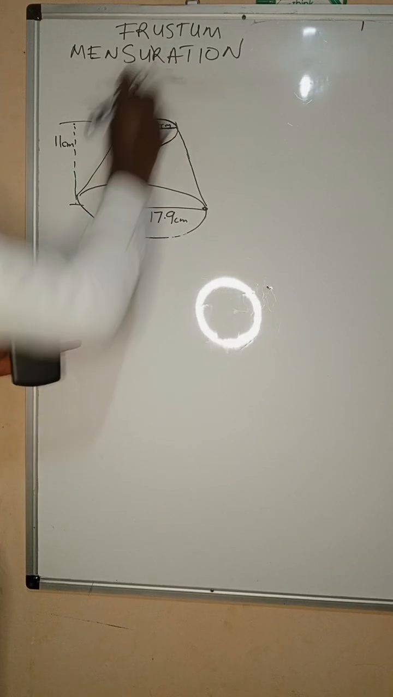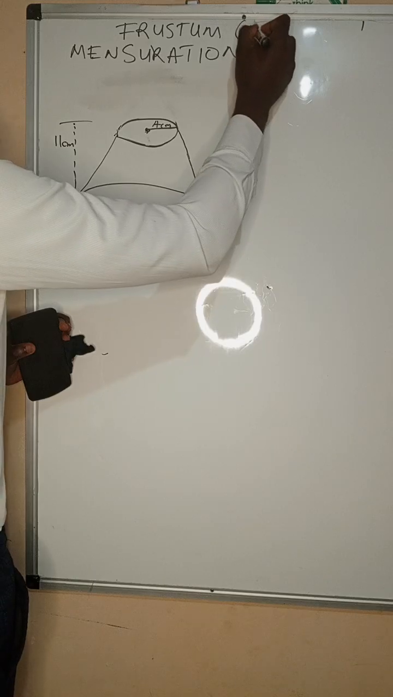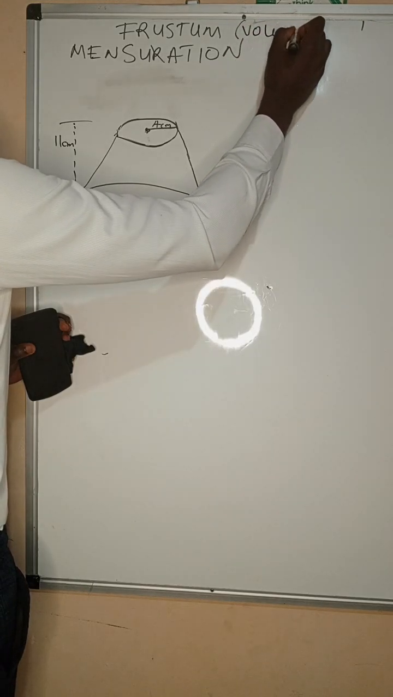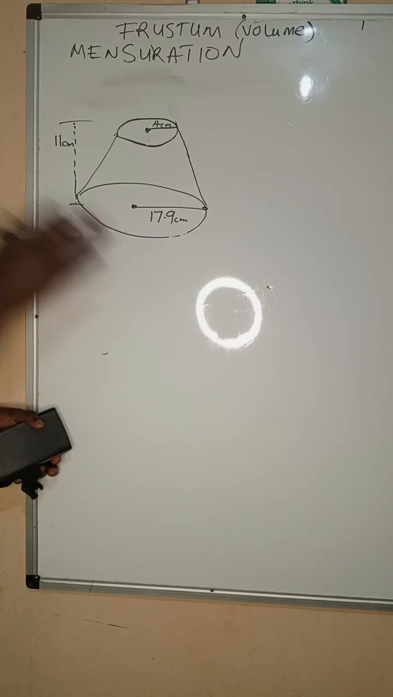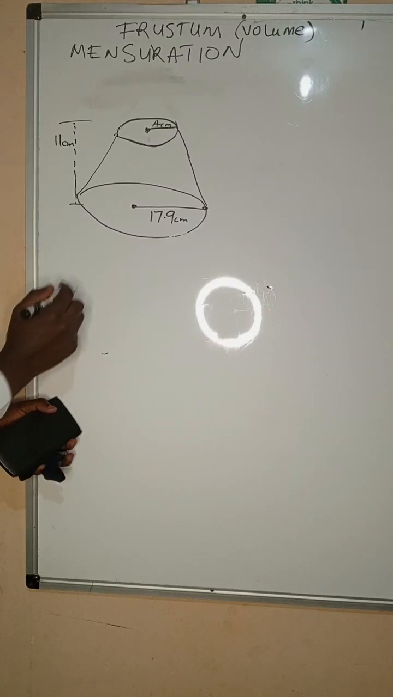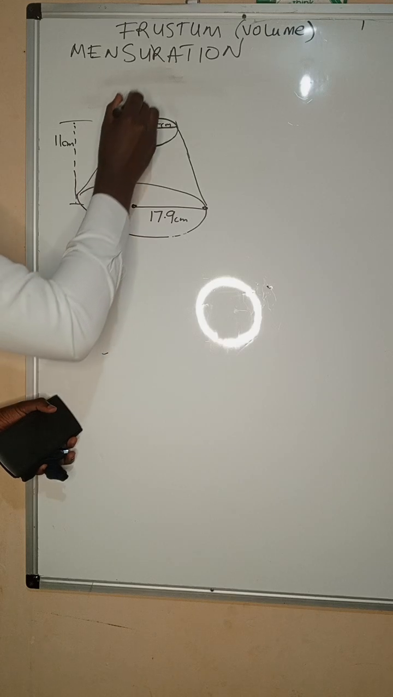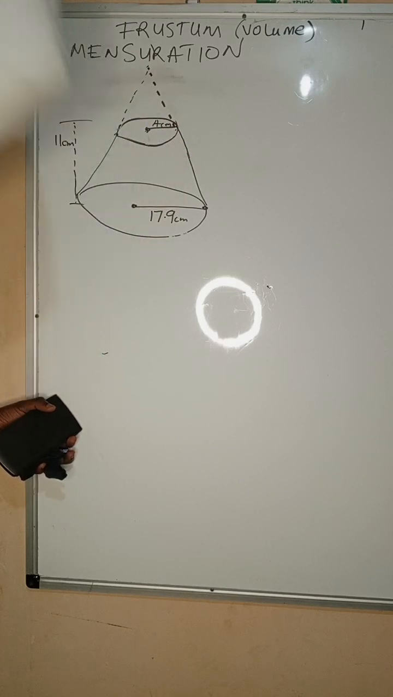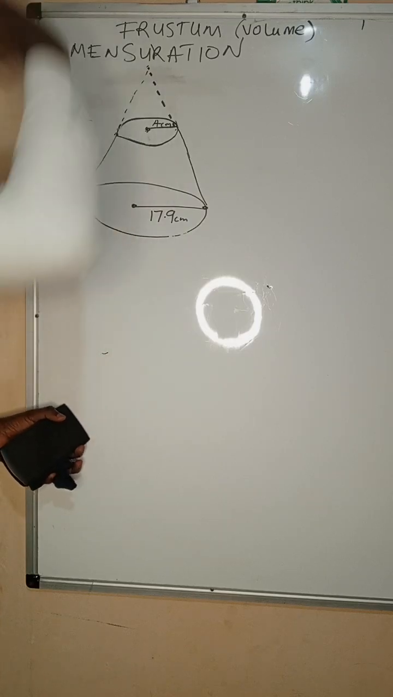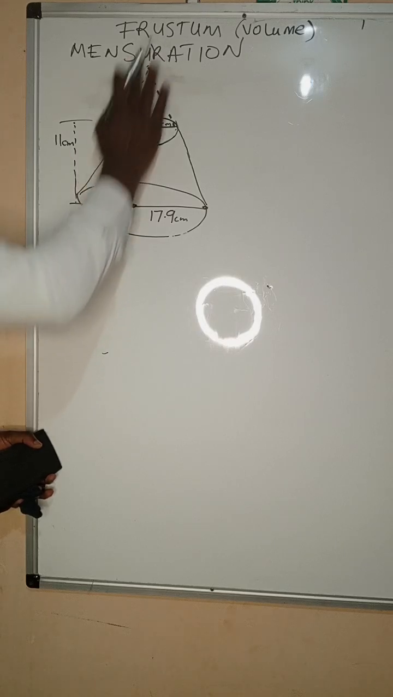I'm trying to remove space. Let me just put it on top here. They can say calculate the volume of this frustum. The first thing that you do, you see the way it's looking, guys. You assume as though this cone is complete. It's like a cone like this. This is like a cone, the one that you put on birthdays. When you're having a birthday, it's like a cone that you put for the children. So you assume as if the cone is complete.